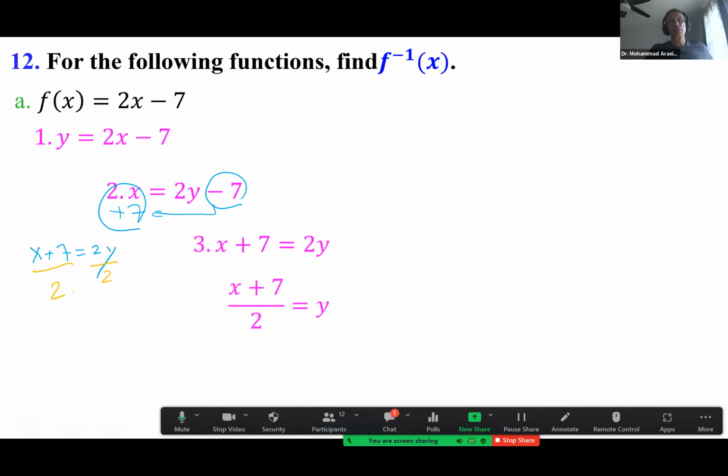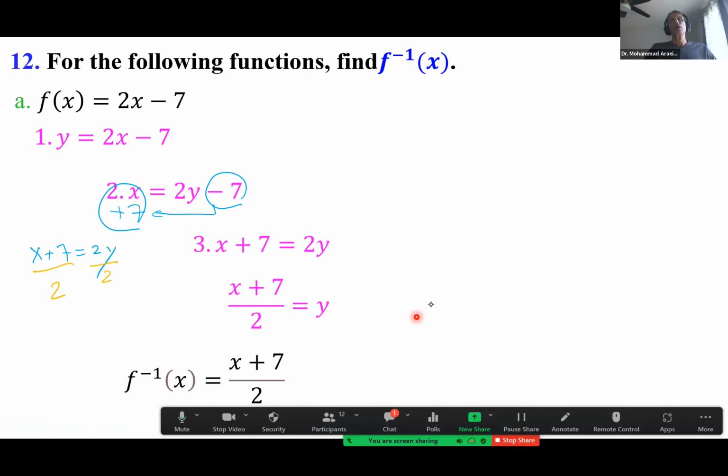Now we give it the name f inverse of x. This is the notation. As you recall, it's read f inverse, not f to the power of -1. F inverse of x, x plus 7 over 2.